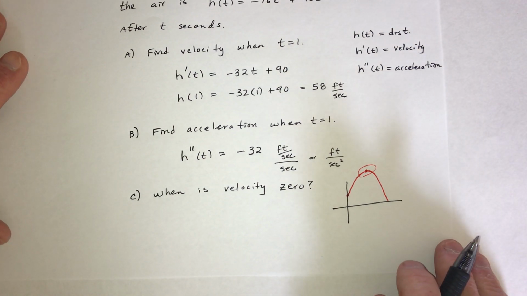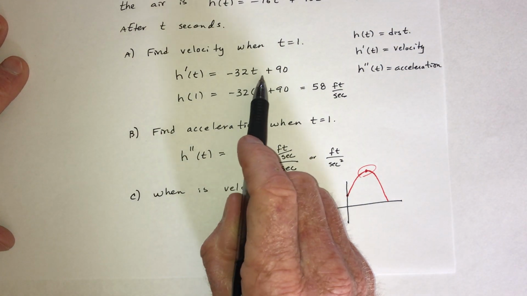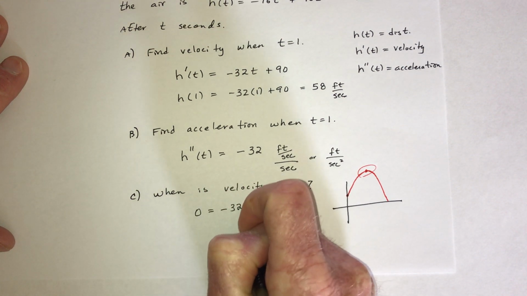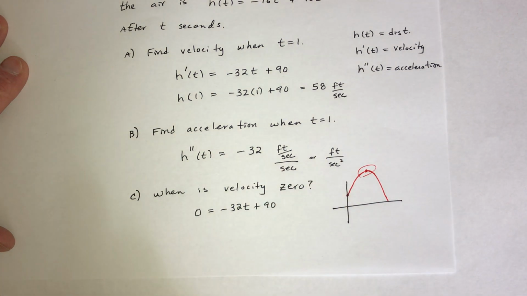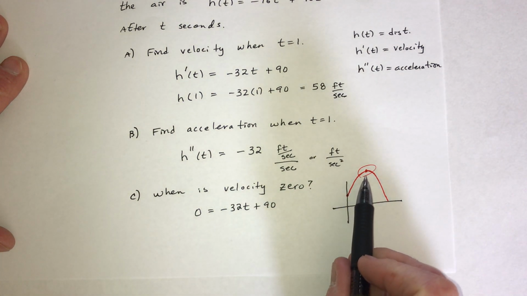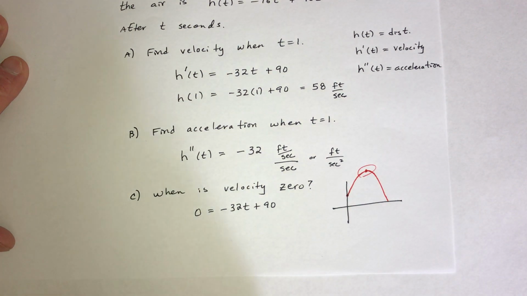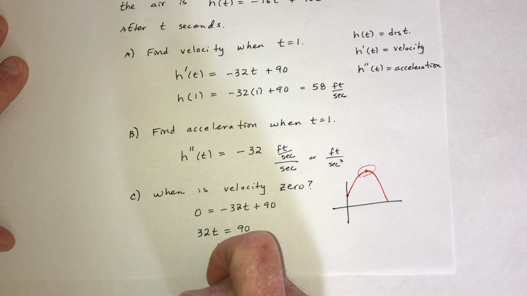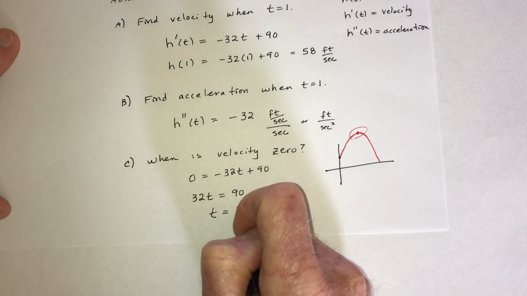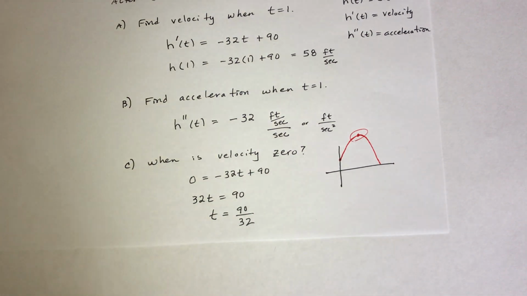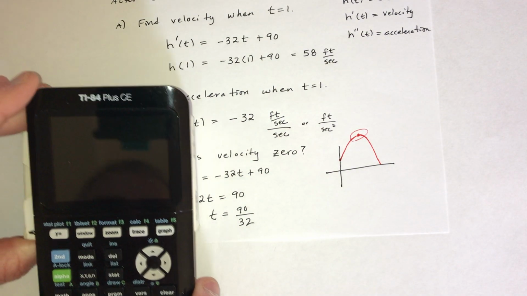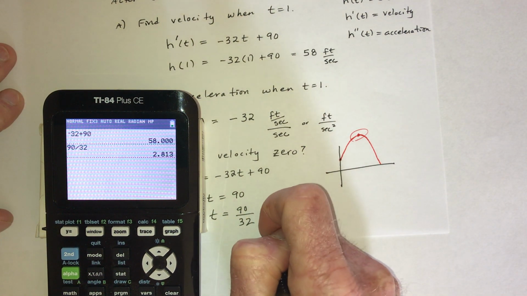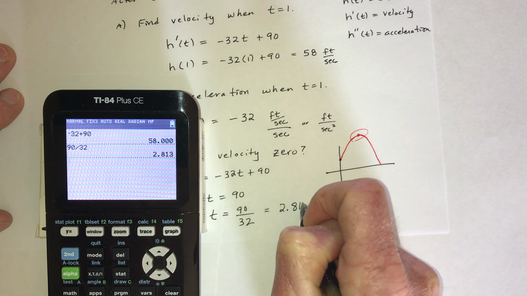When is the velocity equal to 0? So we already have the velocity function right here. Then just set it equal to 0. Or in other words, how long is it going to take until it gets to its highest point? So you could just add 32t to both sides and then divide by 32, and 90 divided by 32, that would be 2.813 seconds.